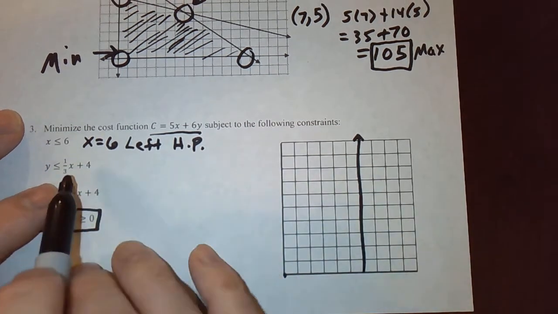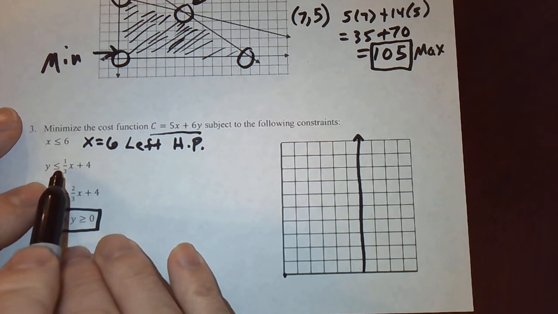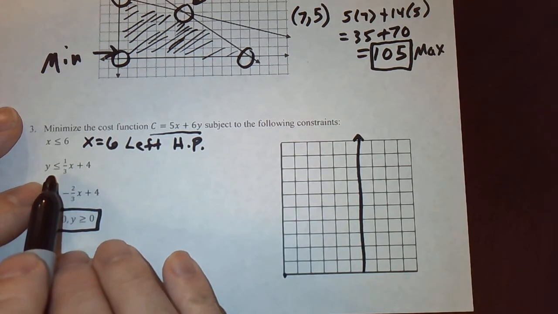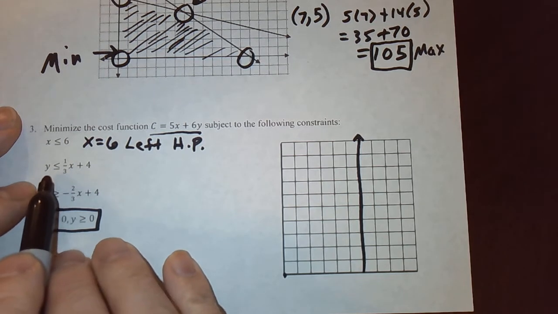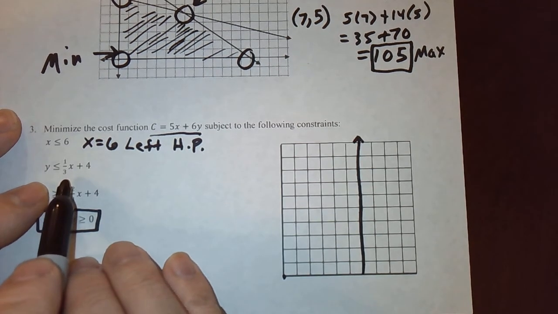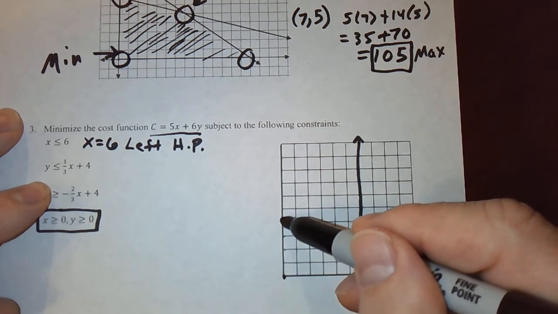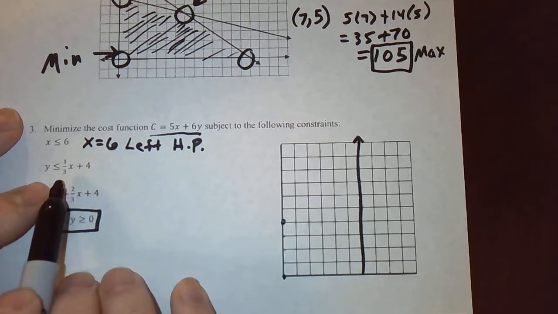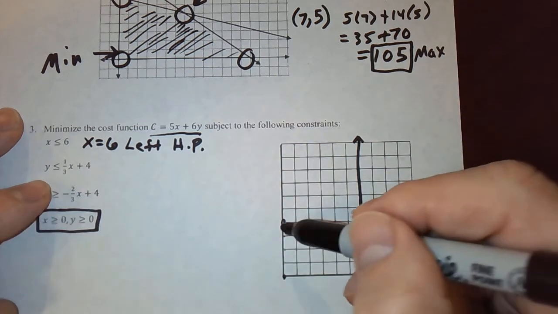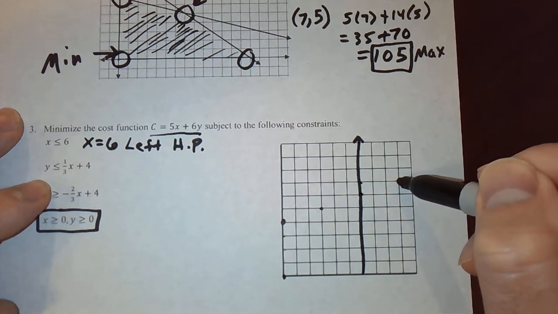The next one, let's first graph the line. Let's assume this is an equal sign and graph the line with a solid line because it's got the equal sign. And this would mean y less than or equal means we would shade the lower half plane. But the line is y equals 1/3 x plus 4. So 1, 2, 3, 4 is the y-intercept. And the slope of this line is 1/3. So go up 1 to the right 3 from this point. Up 1 to the right 3. Up 1 to the right 3. Up 1 to the right 3.